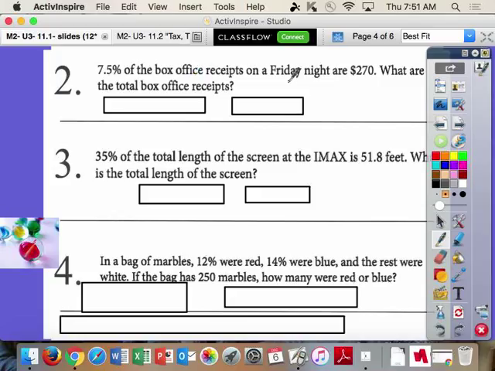7.5% of the box office receipts on a Friday night are $270. What are the total? So if 7.5% out of 100, right, equal, is this $270 the total? No, that is the part. So 7.5% are 270. We don't know what 100% of them are. So what's that give us when we do that?